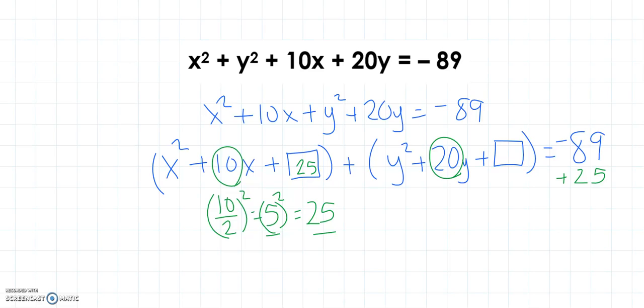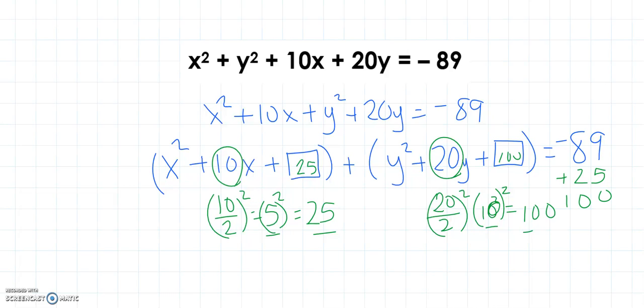Let's go to the y side. What do we have? We have 20. We take 20, we divide it by 2, and we square it. So that's going to give us 10 squared, and 10 squared is going to equal 100. So two things important here are the 10 and the 100. So we will add 100 to both sides. So we will add 100 over here as well. When we add this up, we wind up with 36.